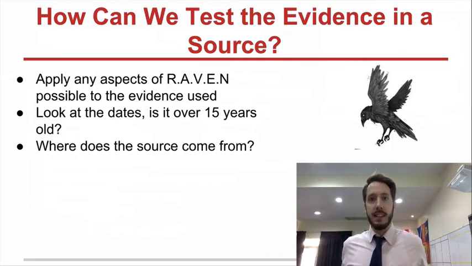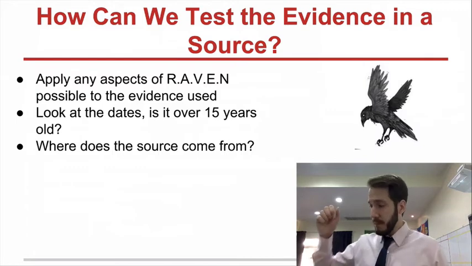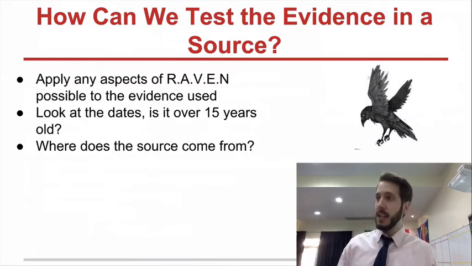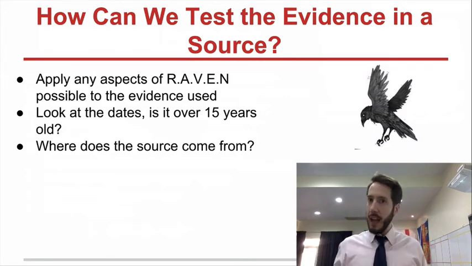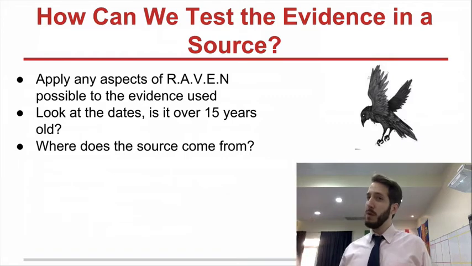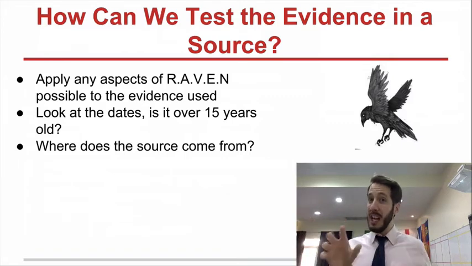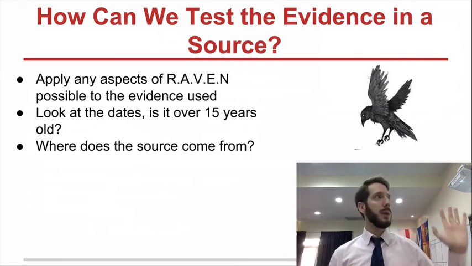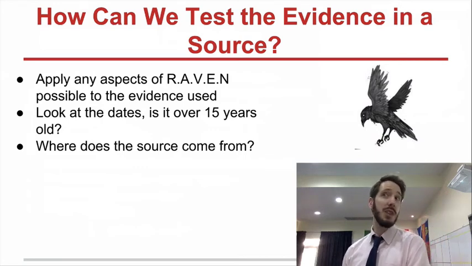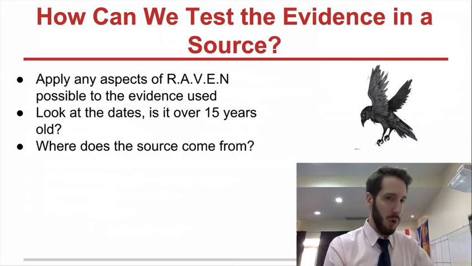Another thing, look at the dates. This is the dates of the evidence they cite in the source. If they're citing old evidence, that's a big red flag. Because especially when we're looking at the academic field, things that are over 15, 20 years old, unless it's a foundational source, something that's incredibly important to that field, we've come a long, long way in studies and research. Why are you citing something so old?